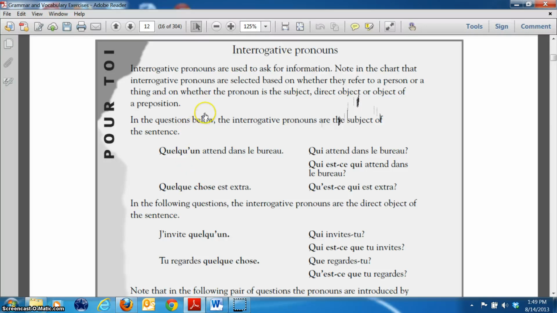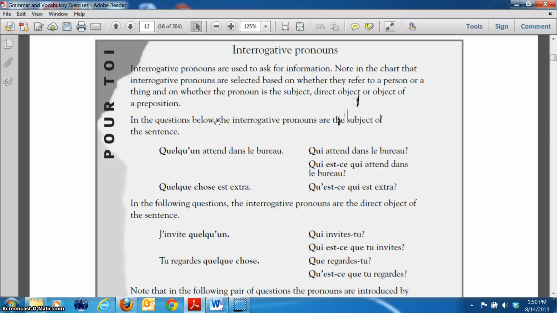Now, if we look at this one here, if you have a two-part, qui est-ce qui, okay, and we break this down, when qui is placed here, it is asking who, all right? And here, when qui is placed directly in front of a verb, with no other words in between, then it means that the who that we're asking about is the subject of the verb. In other words, who does something. In this question, it's saying, who waits in the office?